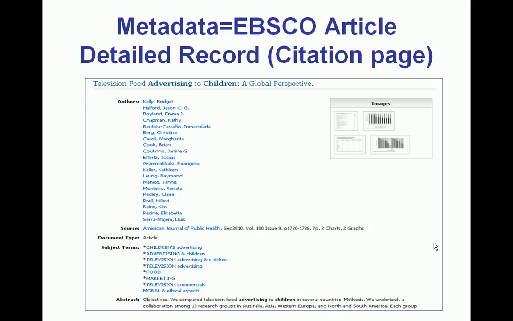This screenshot of a journal article from the EBSCO database called Academic Search Complete tells us the title, Television Food Advertising to Children, A Global Perspective, the authors, the type of document it is, and other key pieces of information that describe what this resource, a journal article, is about.